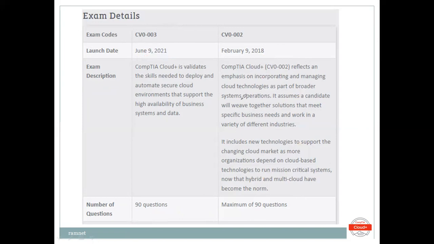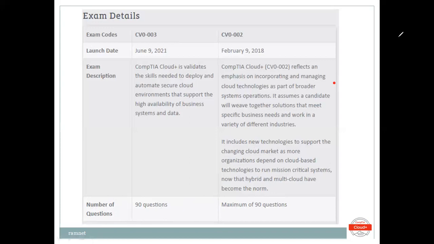It talks about emphasis on incorporating and managing cloud technologies as part of broader system operations. It assumes a candidate will weave together solutions that meet specific business needs and work in a variety of different industries. It includes the new technologies to support the changing cloud market as more organizations depend on cloud-based technologies. Question-wise, both are the same. Number of questions is 90 only.